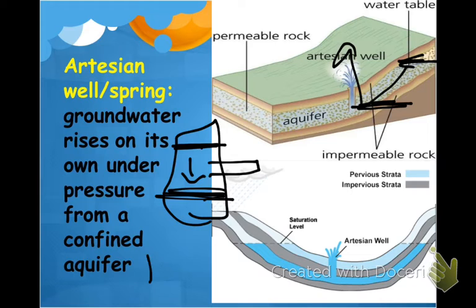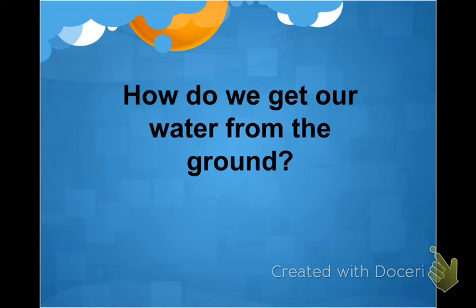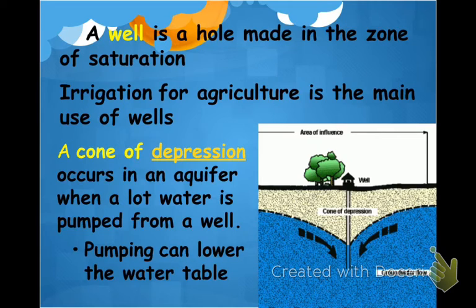Another type of spring you can have is what we call a hot spring. That would be like Old Faithful, where the pressure of the steam of water will force water out. And that is also considered a spring. So how do we get our water from the ground? Well, we use a well. And a well is simply a hole that is dug into the zone of saturation, and then we can pump the water out of it.